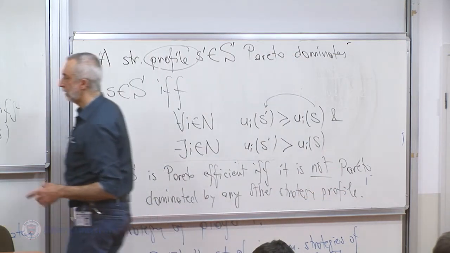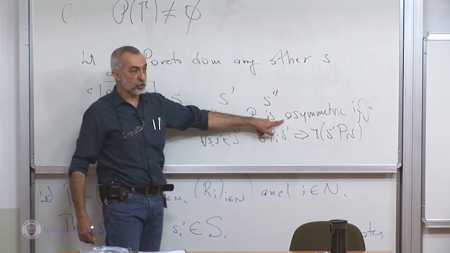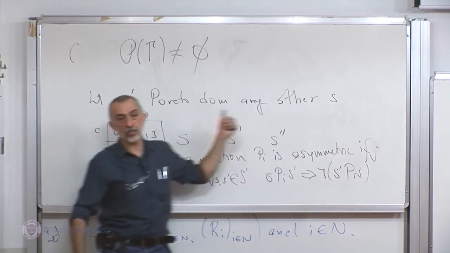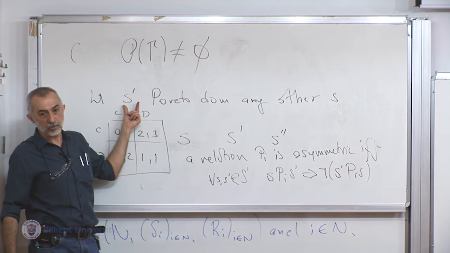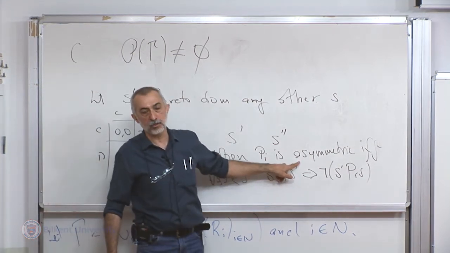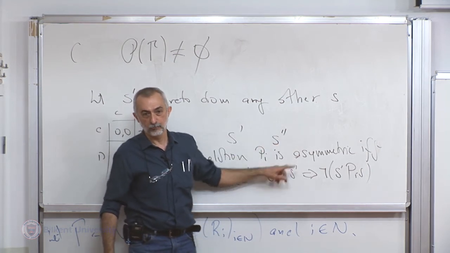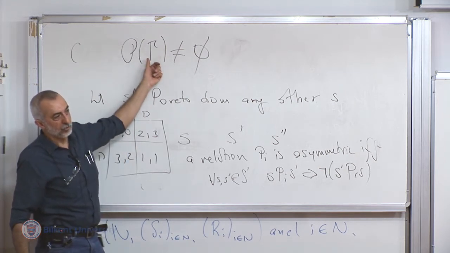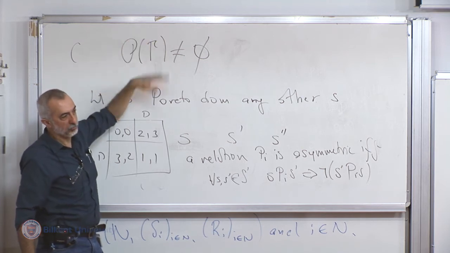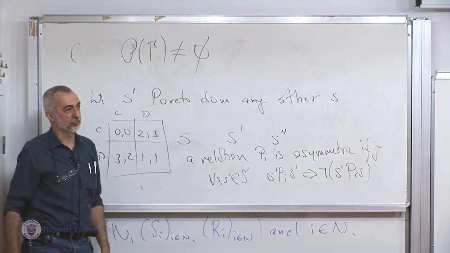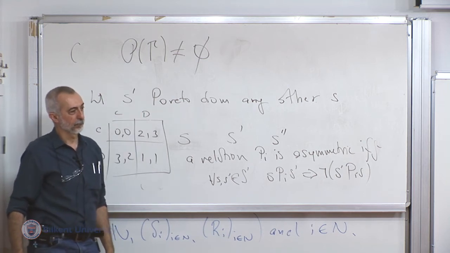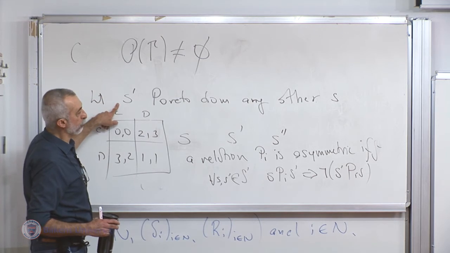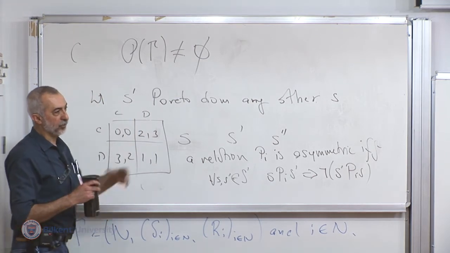Because the Pareto domination relation is asymmetric, if S prime Pareto dominates any other strategy S, then no strategy can Pareto dominate S prime. Which means that S prime is Pareto efficient by the asymmetry property of the Pareto domination relation. So in that case, S prime is Pareto efficient, so this set is not empty. What if there is no such strategy? This is a very exceptional case. Then the negation of this is that there is no strategy which Pareto dominates every other strategy.